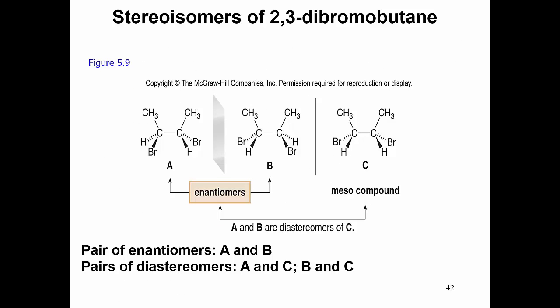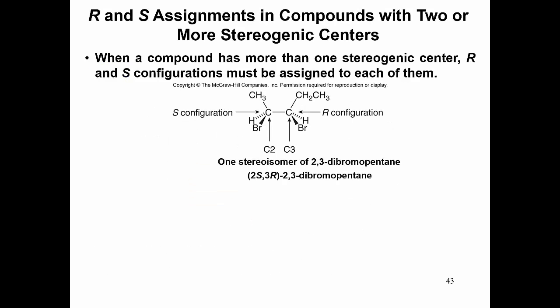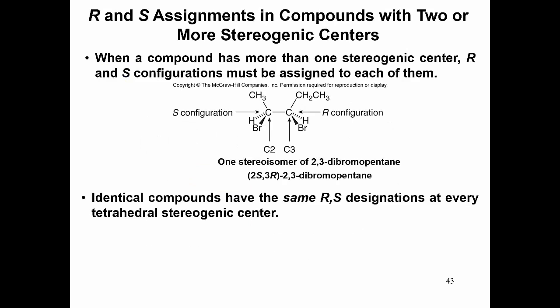All right, so let's go on and summarize here. A and B are enantiomers, non-superposable mirror images. C is a mesocompound because it has a plane of symmetry right down the center. The left and right halves are the same. And the relationship of A and B to C is diastereomeric. So 1 pair of enantiomers and 2 pairs of diastereomers for 2,3-dibromobutane.